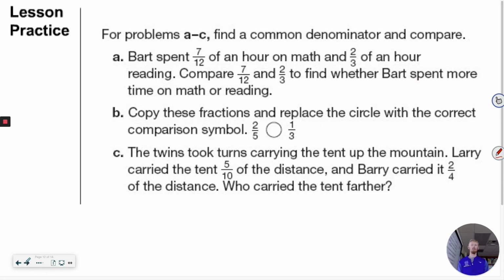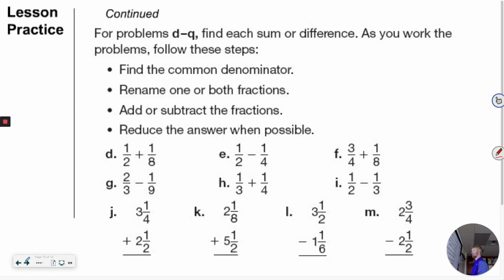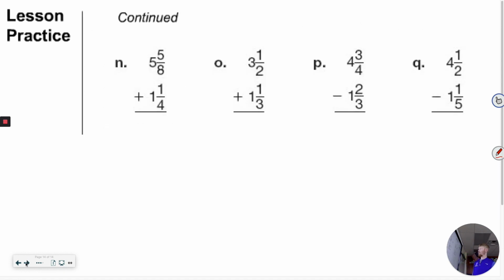All right, here is your lesson practice, which is part of your assignment. Quite a lengthy lesson practice today. All the way to Q. So today, that's your entire assignment. Just the lesson practice, none of the written practice. So if you complete A through Q, you're done with your homework for today.